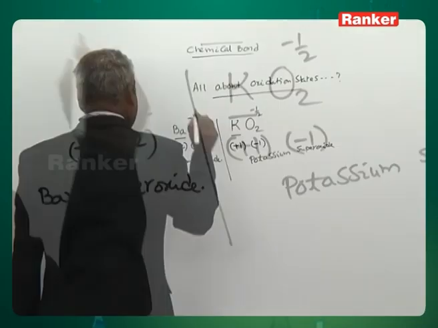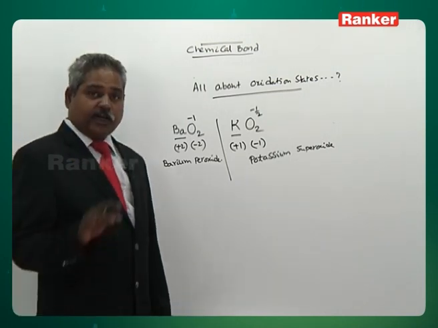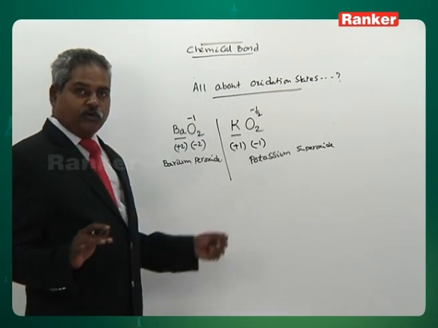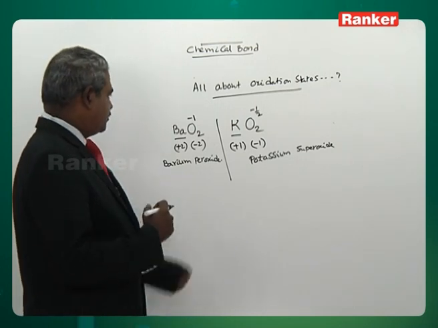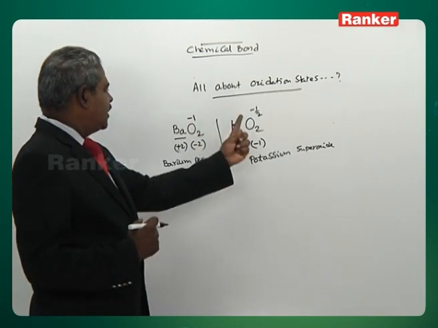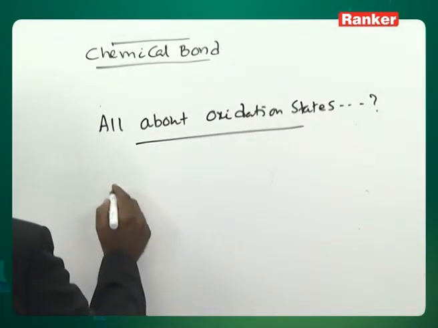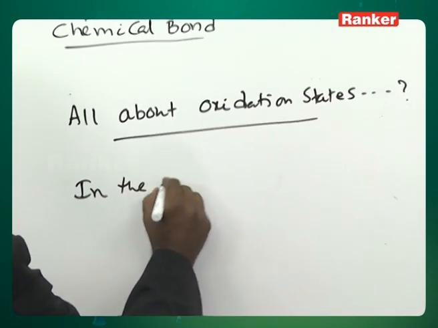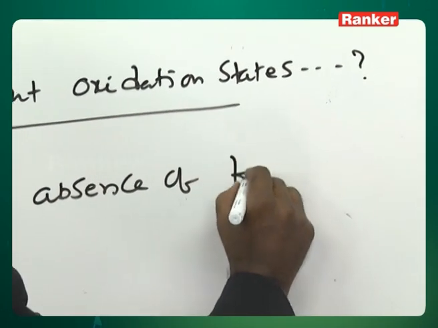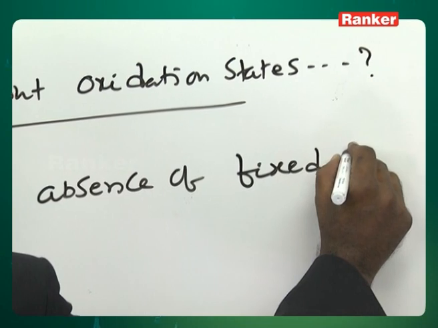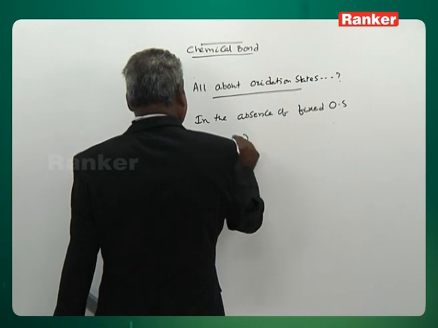Barium peroxide. So, whenever there is an element with fixed oxidation state, that element will take charge of that molecule and decide the oxidation state of others. He will become the owner of that molecule and he will decide what others should get. Now, in the absence of fixed oxidation state, give minus 2 to oxygen.